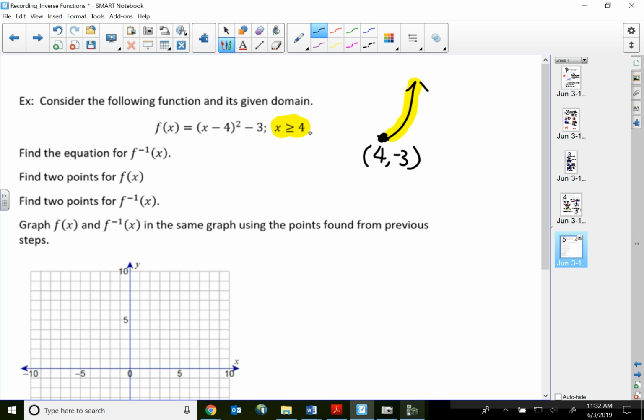Look at this, x greater than or equal to 4. So if this is a one-to-one function, then I can actually go through my 4 steps. Number 1, change f of x to y equals. Number 2, interchange the x and y variable.